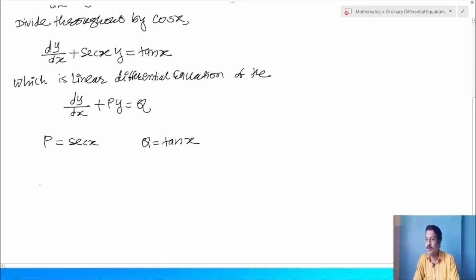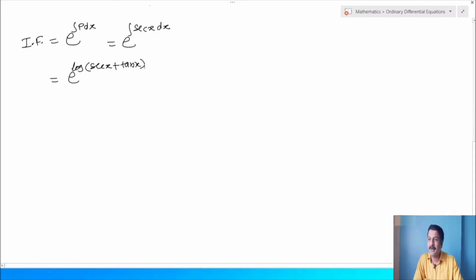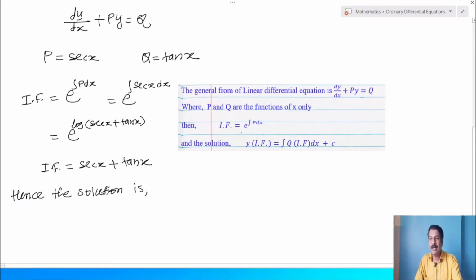After that, what do we want to find? We have to find the integrating factor, e raised to integration of p dx. So that is equal to e raised to integration of sec x dx. Now, what is the integration of sec x? By standard, it is log of sec x plus tan x. And that is why e and log get cancelled and I am getting the integrating factor as just sec x plus tan x. Hence, the solution of the given differential equation is, without fail we should have the theory part.